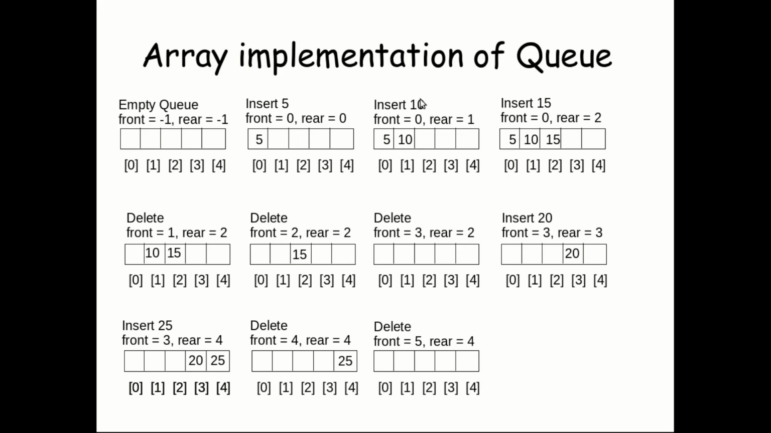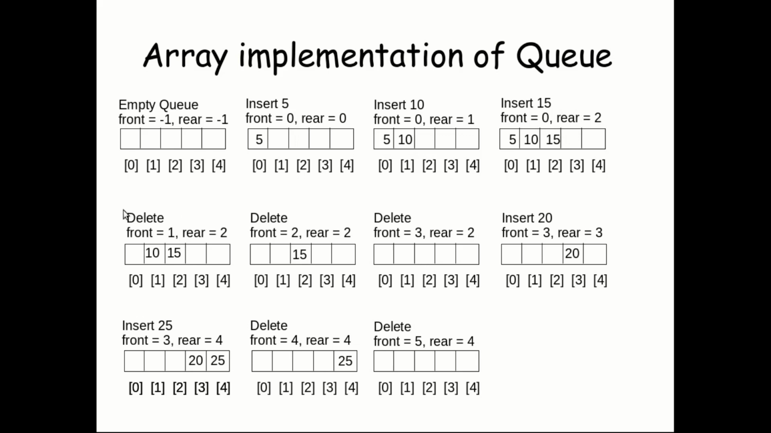So here in the second picture, we are inserting the element 10. And now only rear value will be incremented and then it will be placed at index 1. So now front is 0, that means it is pointing to the first element or the 0 index of the array, and the rear is pointing to the index 1 of the array. And here we are inserting the element 15, and here we will increment the rear value to 2 and 15 will be placed at the 2 index of the array.